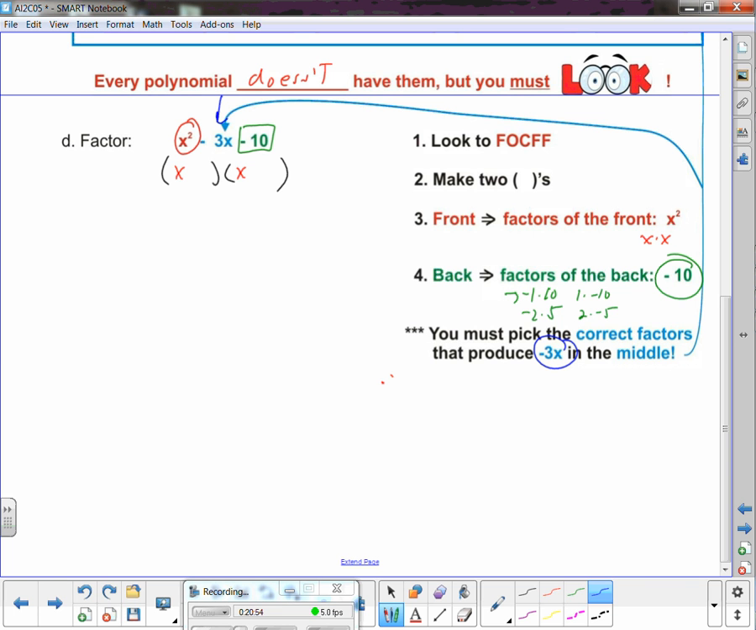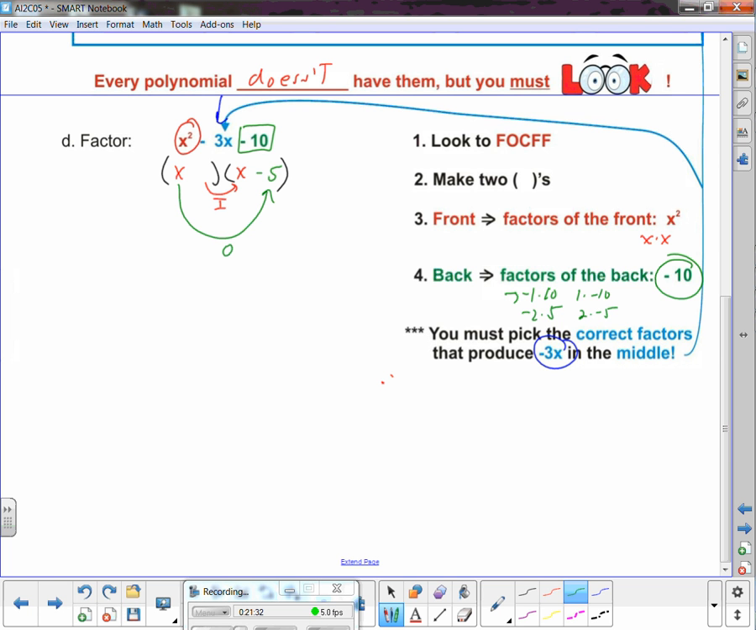And remember, how does it get there? It gets there by multiplying the outer times the outer, these are the outers, and the inner times the inner. It has to add up to a negative 3x. So in my mind, I'm looking at my possibilities and thinking, what's going to get me to a negative 3x? Is a negative 1 and a 10 going to get me to a negative 3x? Or is it going to be a negative 2 and a positive 5, or a positive 2 and a negative 5? And hopefully you already figured out a positive 2 and a negative 5.